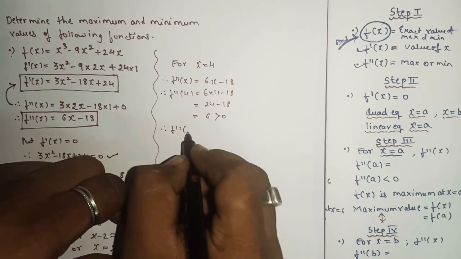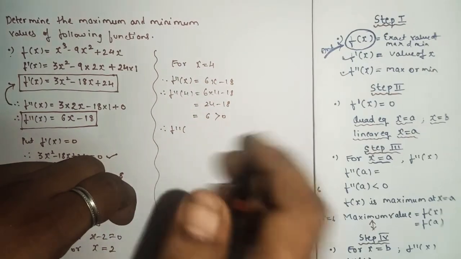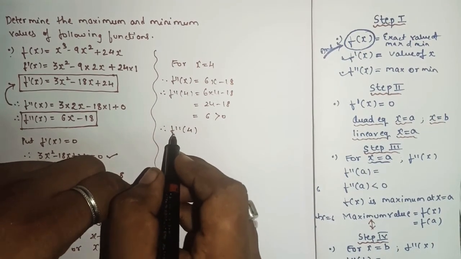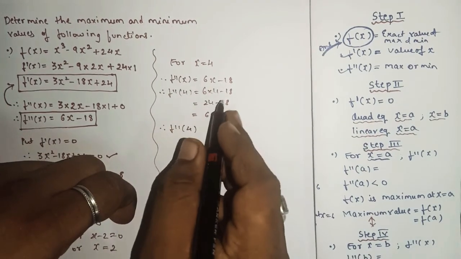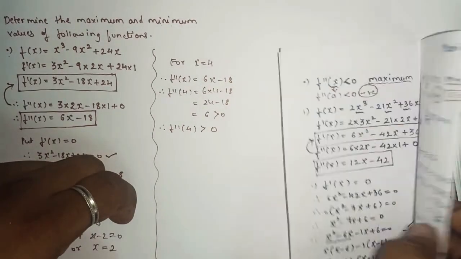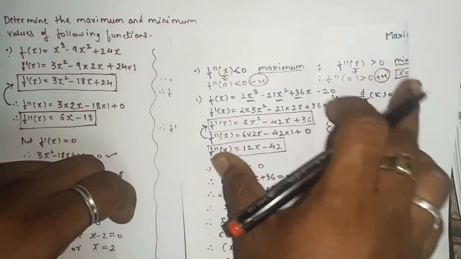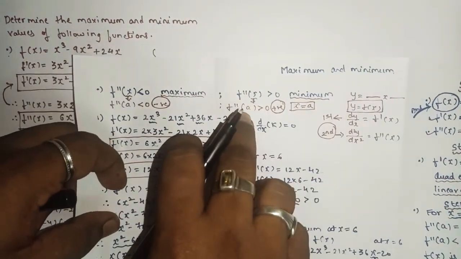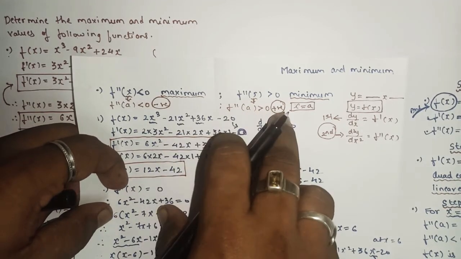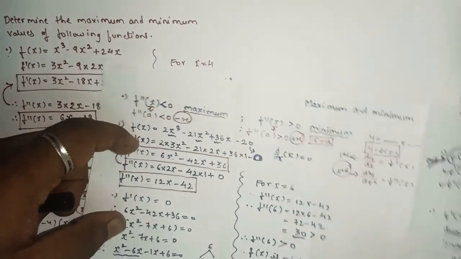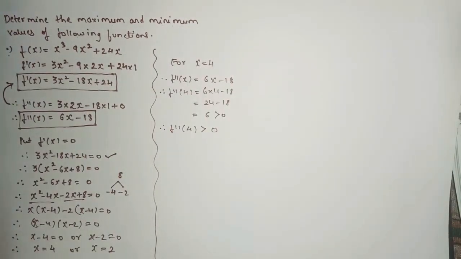So if it is greater than 0, what does it mean? The second derivative test answer after substituting the value of x is greater than 0. If it is greater than 0, we know that the function is minimum. If the second derivative test value is greater than 0, the function is minimum. If it is less than 0, the function is maximum. Okay, so here we'll write f of x is minimum.